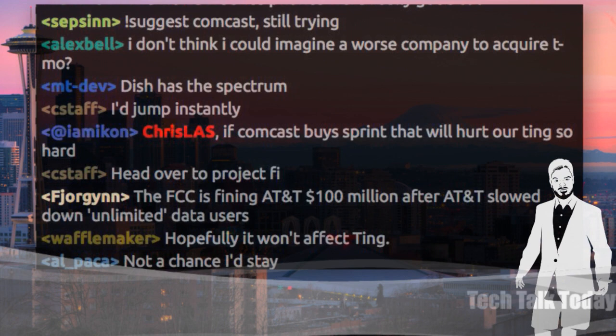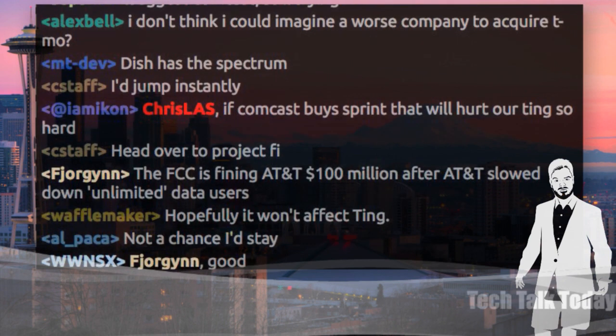I wonder if they have the regulatory strength. I mean, they have a lot of lobbyists. They may have the strength to push this through. We'll have to wait and see. We'll have to just watch that one.